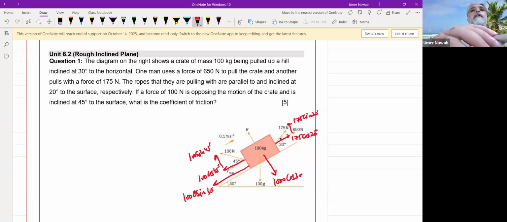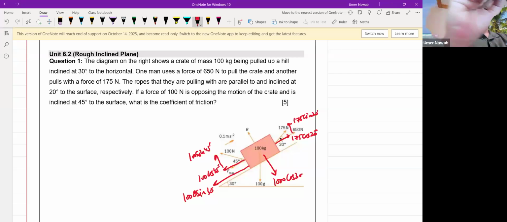Now, is the system moving? Let me check. A diagram on the right shows a crate, 100 kg, being put on a hill. One man uses a force, this rope, inclined at 20 degrees. What is the coefficient of friction? So it looks like the particle is not moving. So the particle is stable.